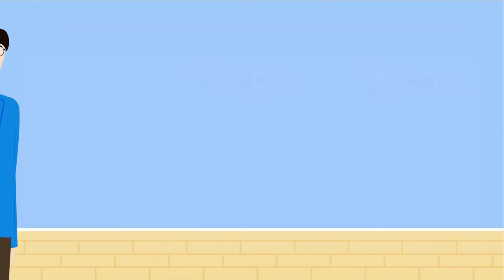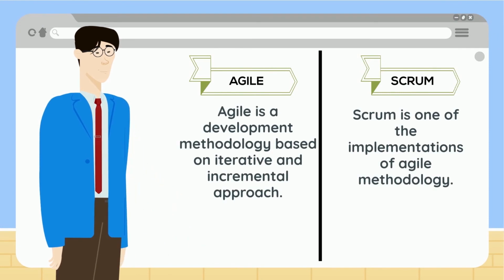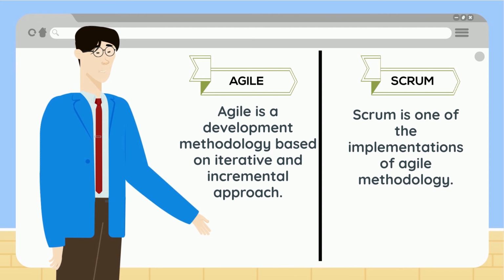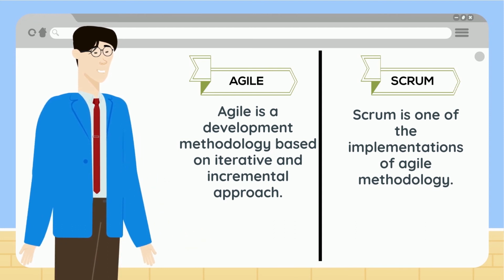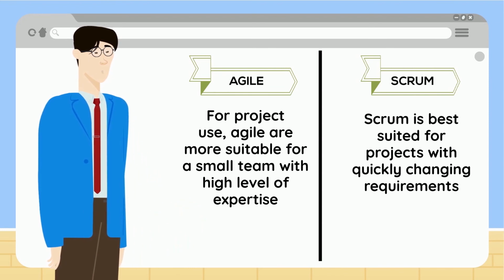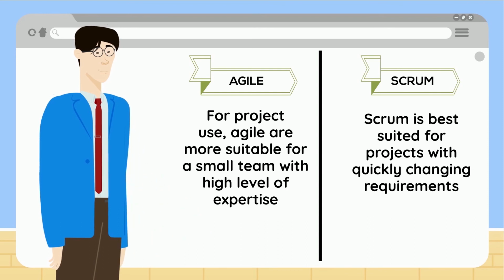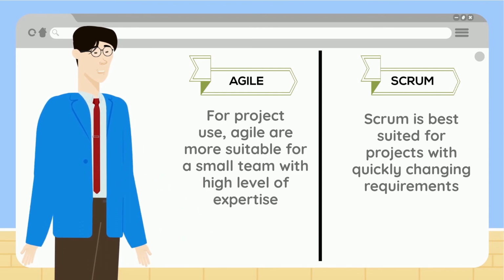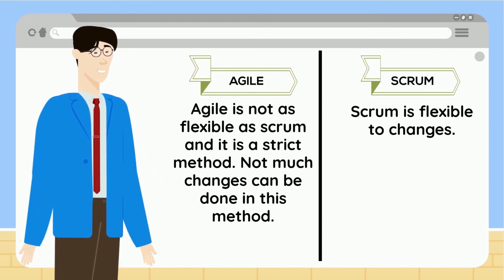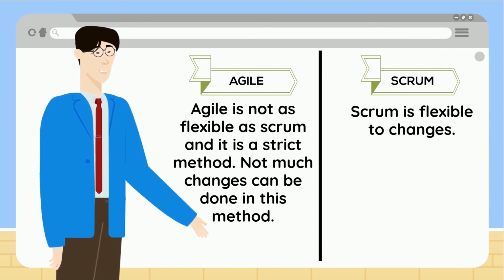Agile is a development methodology based on an iterative and incremental approach, while Scrum is one of the implementations of Agile methodology. For project use, Agile is more suitable for a small team with a high level of expertise. Agile is not as flexible as Scrum, and it is a strict method. Not many changes can be made in this method. Scrum, on the other hand, is flexible to changes.